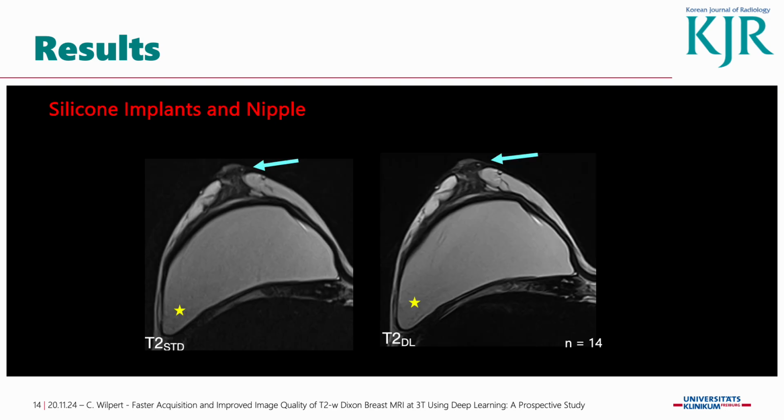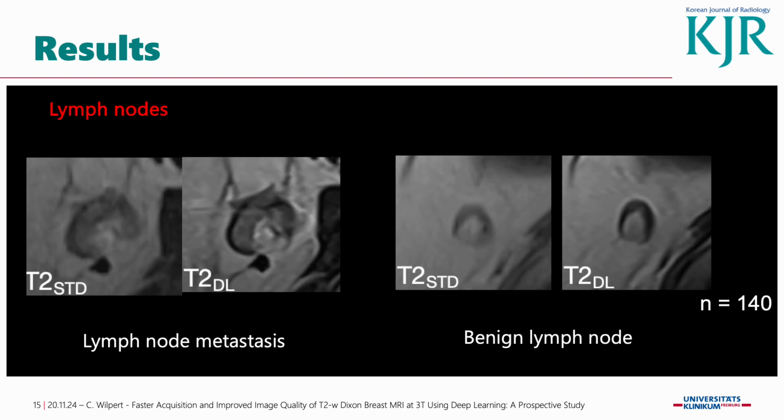And here you see an example of the nipple, which is quite more sharp on the right side in the deep learning image. And the star marks the higher noise, which you see in the conventional image compared to the deep learning image. Lymph nodes were also visible quite well and improved in the deep learning sequence. On the left side you see a lymph node metastasis, and on the right side a benign lymph node.